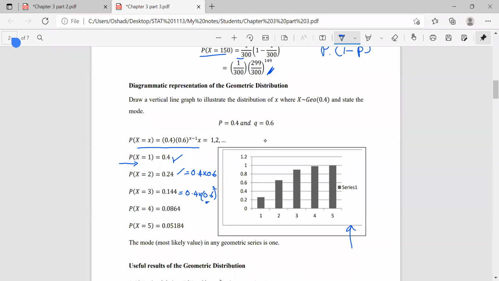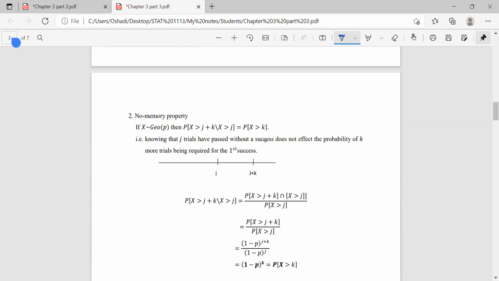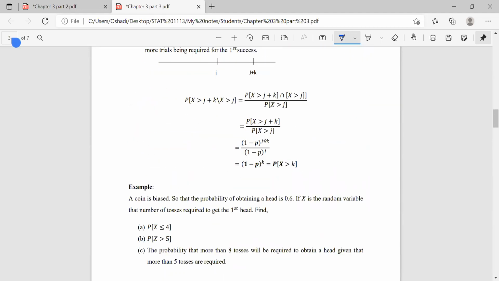So the most likely value, or the mode, in any geometric series is 1. Okay, any questions? So we have to discuss two properties there.